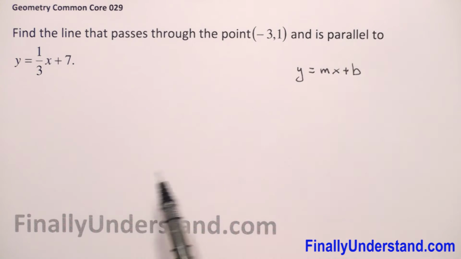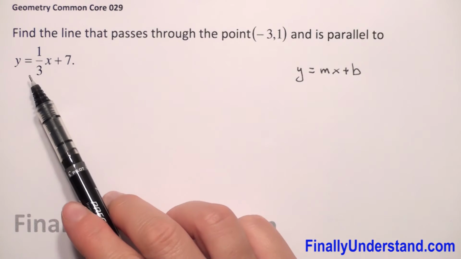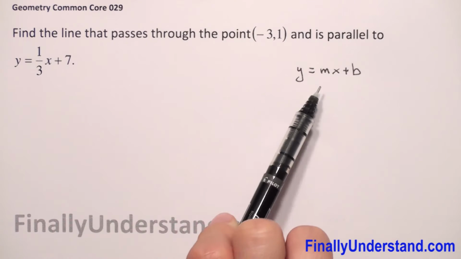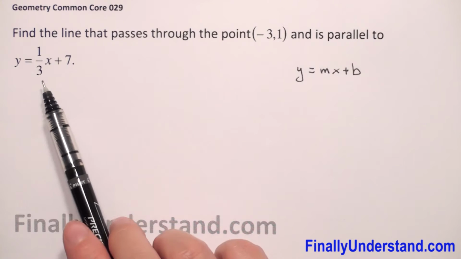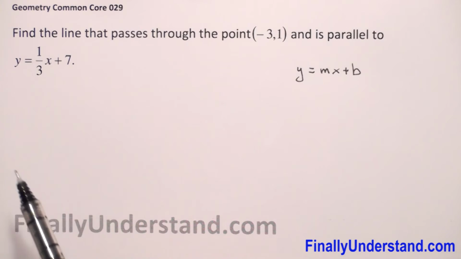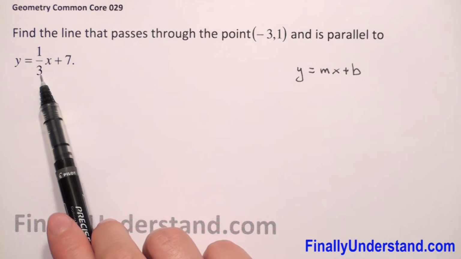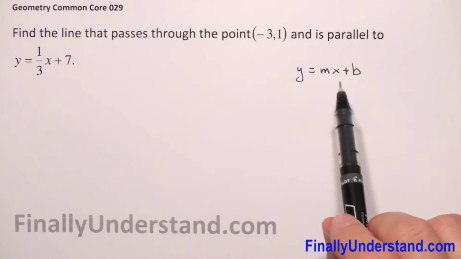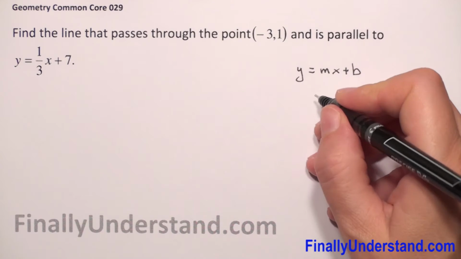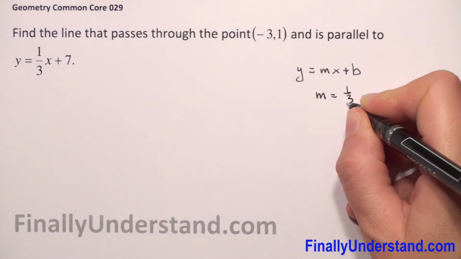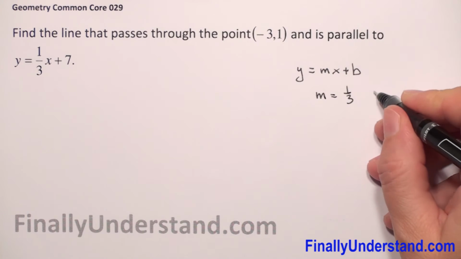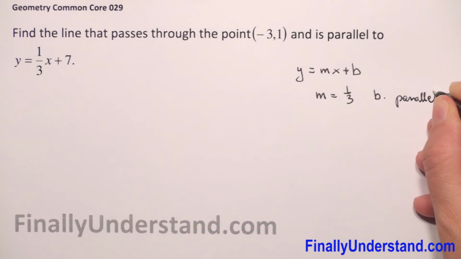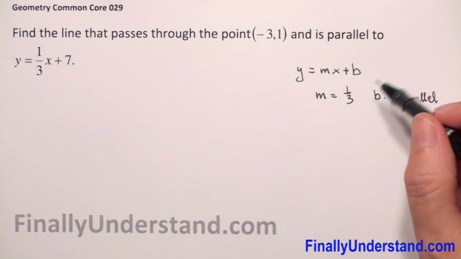Because the line which we have to find must be parallel to this line, it means that they have to have the same slopes. If the slope of the given line is 1/3, it means that the slope of our line must be 1/3. So m = 1/3, the same, because they are parallel. They have to have the same slope.